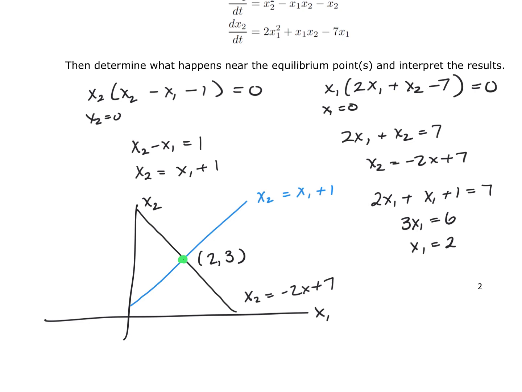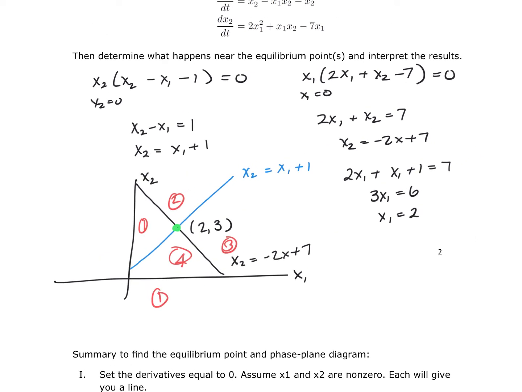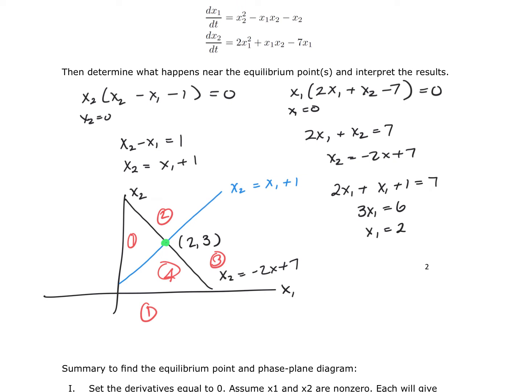Now again, I need to find out what's going on with the populations. And I'm just going to label my quadrants. I'll label them as 1, 2, 3, and 4. And so I'd start with quadrant number 1, and I'm going to choose a point that's in quadrant number 1. And so I would choose, let me see, maybe the point (1, 3). So it'd be somewhere about right here. So I know I'm in that quadrant.